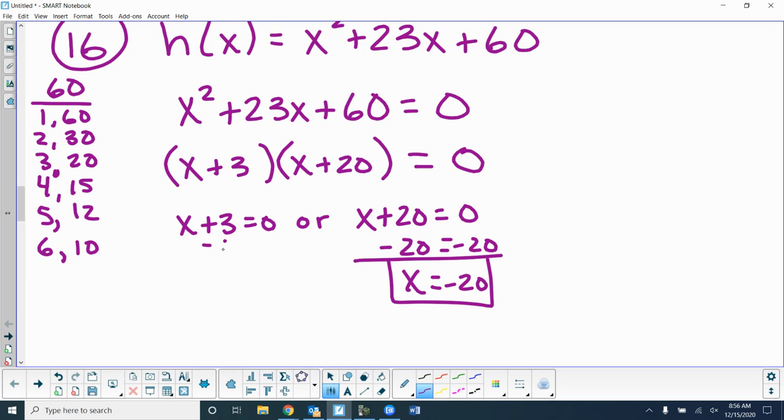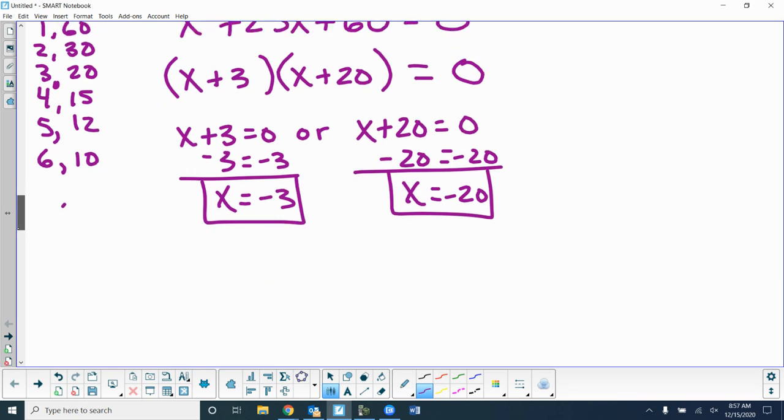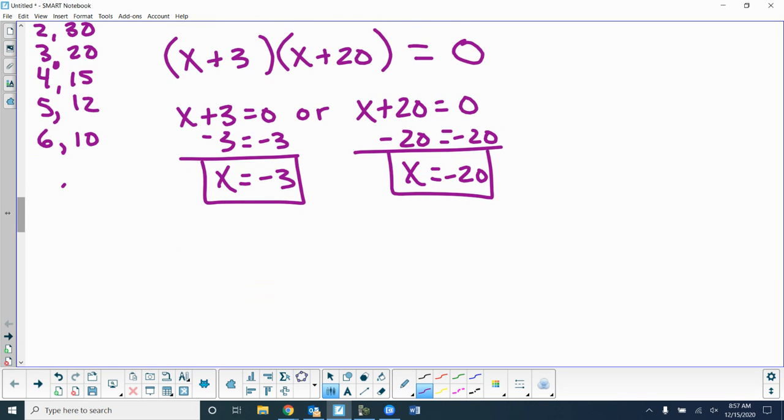And here again, you could plug in to the original. You got choices. You could plug in to the original, see if you get 0, right? You might be able to put that in your calculator and graph it and see where it crosses the x-axis. You probably won't be able to see the negative 20 then. Okay? So there's a couple ways to do that. But if you're good at factoring, which you should be by now, you can do that.